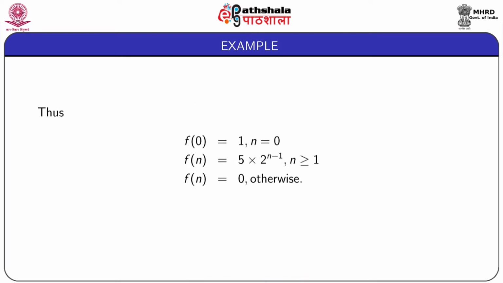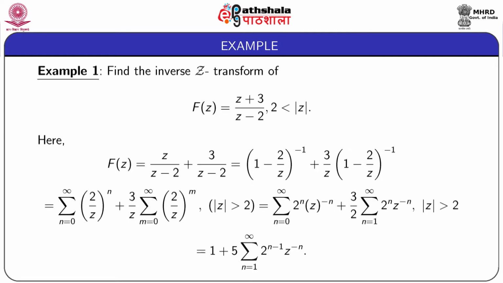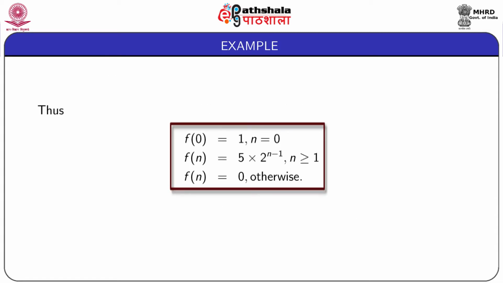So we can write that capital Fz, we know, is the Z transform of fn, that is summation n equal to minus infinity to plus infinity fn z to the power minus n. So, collecting the coefficient of z to the power minus n, we can see that f at 0 is equal to 1, that is for n equal to 0, and fn equal to 5 into 2 to the power n minus 1 for n greater than equal to 1, and fn equal to 0 otherwise. So, this is one method of finding the inverse transform.